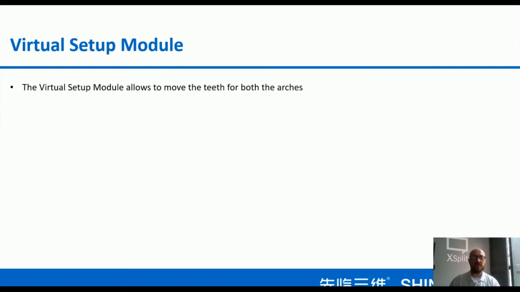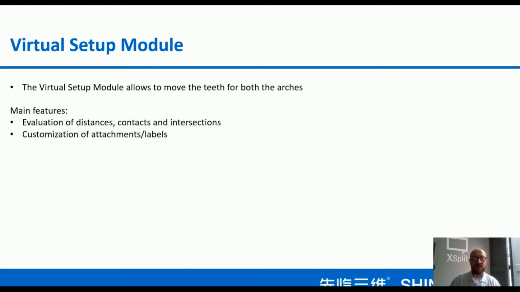The second one is called Virtual Setup module, and it allows to move the teeth for both the arches. And let's say this is the module for designing the future patient's mouth. So you can always evaluate distances, contacts, and intersections. You can create and customize attachments and labels. And also two very helpful features are available: the teeth extraction and the interproximal reduction.